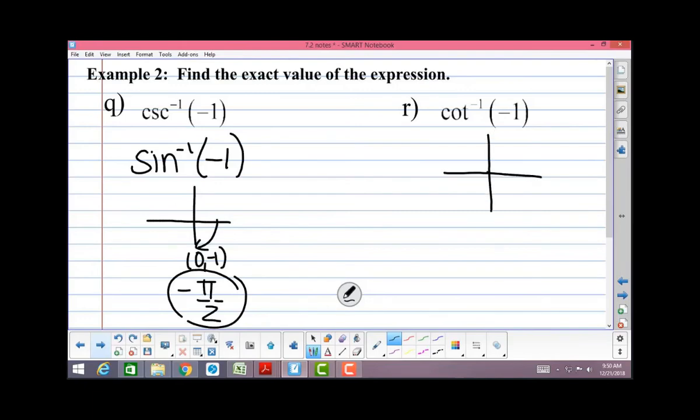Cotangent, where is the cotangent equal to negative 1? Now remember, the tangent and the cotangent equal values of 1 and negative 1 for the pi over 4 family. Since it's cotangent and it's negative, we know it needs to be in the second quadrant. So that in the second quadrant with the pi over 4 family is 3 pi over 4.